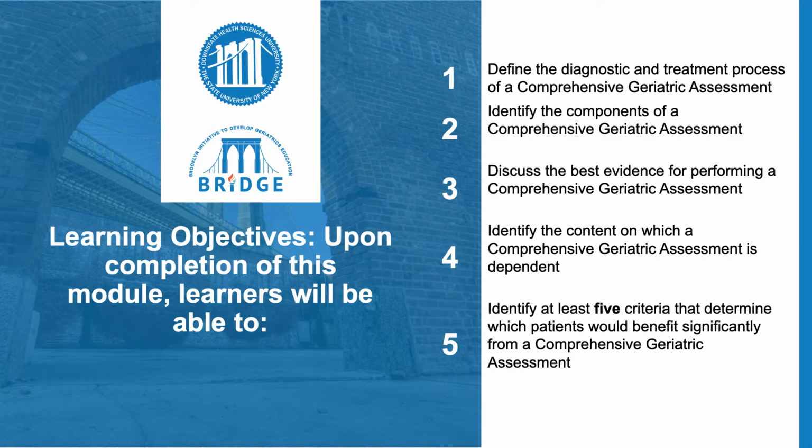The learning objectives for this SLM presentation are to define the diagnostic and treatment process of a comprehensive geriatric assessment, identify the components of a comprehensive geriatric assessment, which I may also refer to as a CGA, discuss the best evidence for performing a comprehensive geriatric assessment, identify the content on which a comprehensive geriatric assessment is dependent, and identify at least 5 criteria that determine which patients would benefit significantly from a comprehensive geriatric assessment.